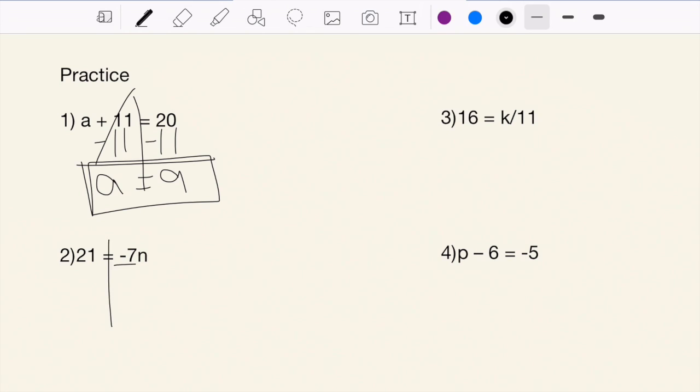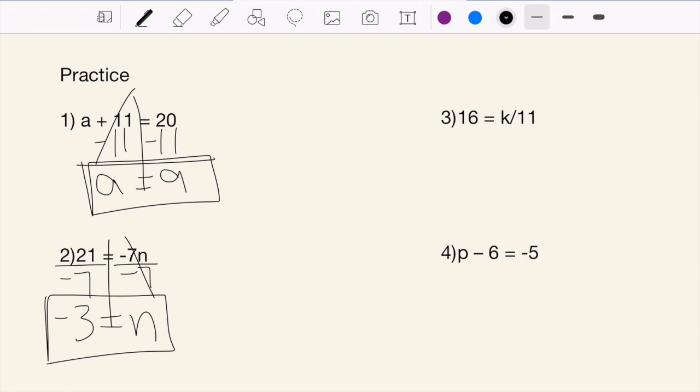So what we should do is divide by negative 7 on both sides. And when you do that, you're left with an n over here and negative 3 over here. So n equals negative 3. Number 3, 16 equals k over 11. This is a division problem. So we need to multiply both sides by 11. And that will give you 176. So k equals 176.